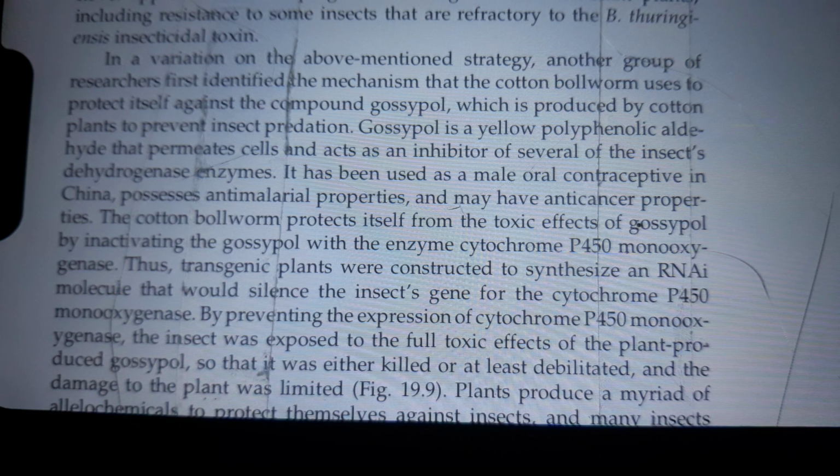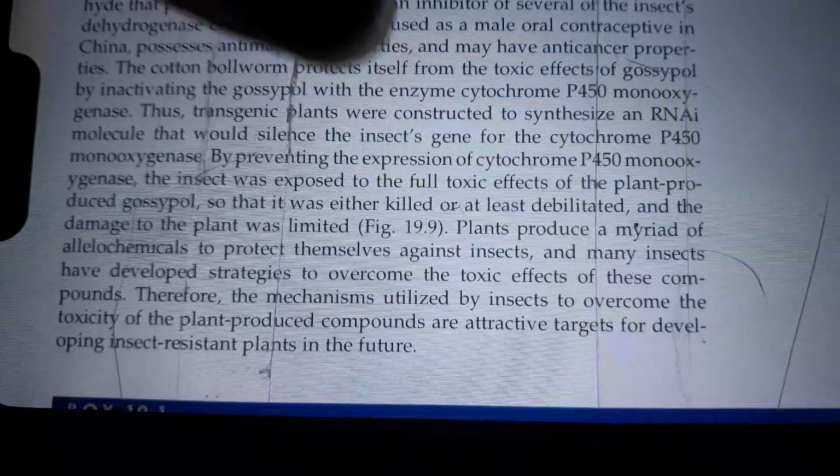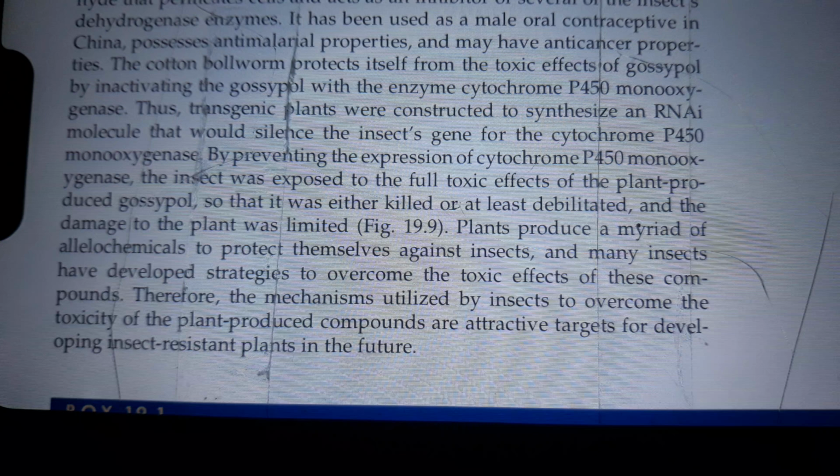monooxygenase. Transgenic plants were constructed to synthesize an RNAi molecule that would silence the insect's gene for the cytochrome P450 monooxygenase by preventing the expression of cytochrome P450 monooxygenase. The insect was exposed to the full toxic effects of the plant-produced gossypol so that it was either killed or at least debilitated, and the damage to the plant was limited.